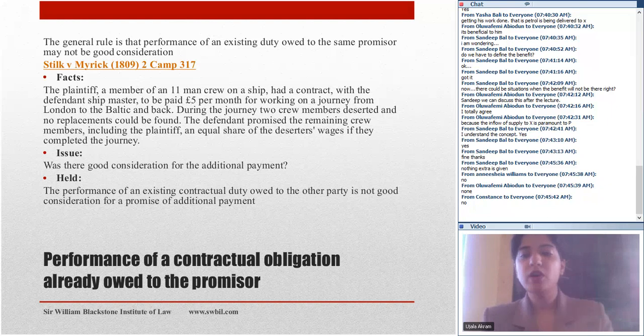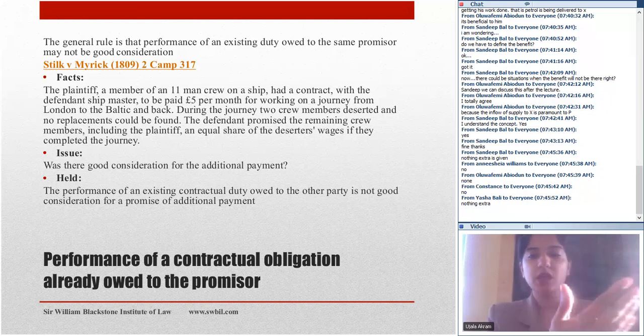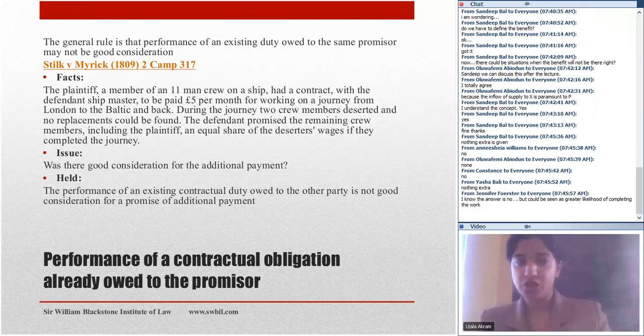This general rule was derived from Stilk versus Myrick. The general rule would be that a promise to perform a contractual obligation already owed to another party will not constitute good consideration. Very quickly, let's look at the facts of this case.